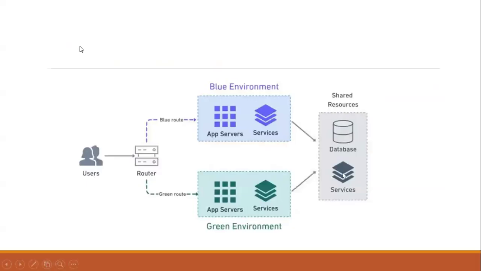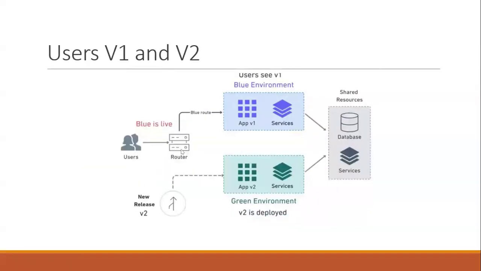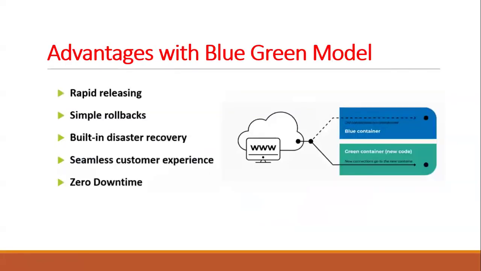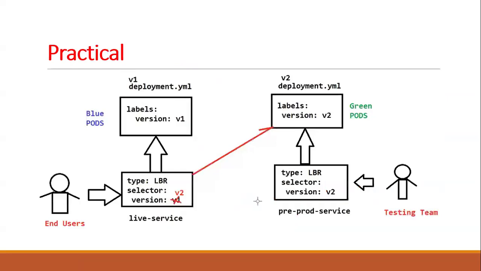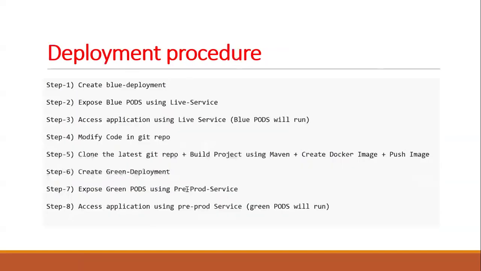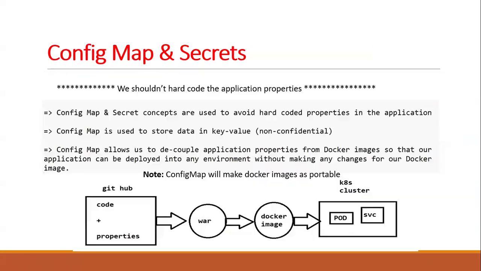So this is the blue-green deployment router. The DNS will be routed to this server or that server. Version one and version two. V1 is still running, which is the proven model. In the practical, I will show you the blue-green deployment model, guys. Then the deployment procedure.